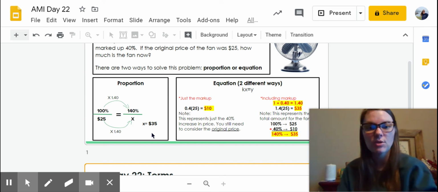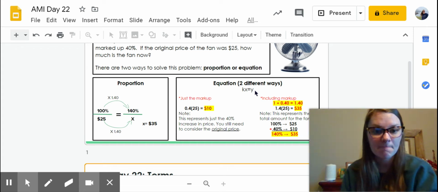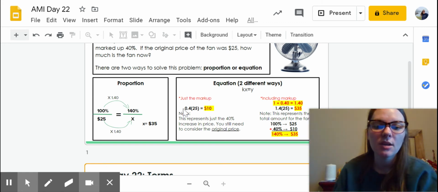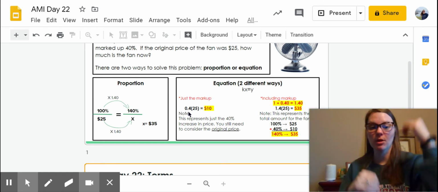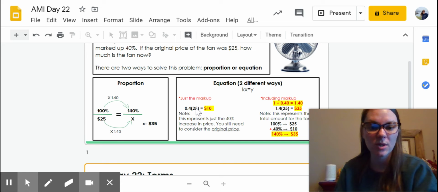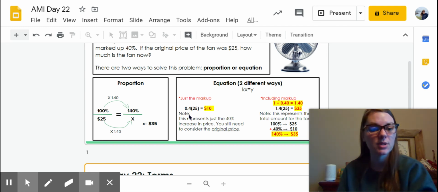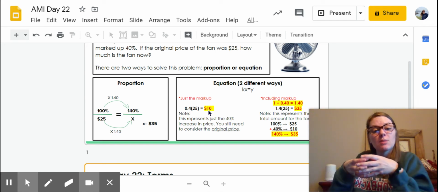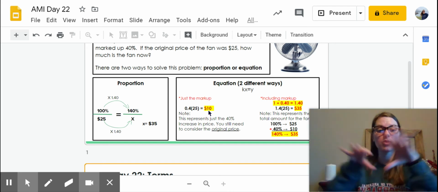Then there's another way you can do it. You can solve it using an equation. Well, we know y equals kx. That's just how we write all our equations in 7th grade, and always. So here you can do it with just the markup. The markup was 40%, so you can figure out how much they are marking up the ceiling fan. The original price was 25 times 0.4, which is 40% as a decimal. So 4/10 times 25 equals $10. That's just how much they're marking up the fan. You would have to add that $10 to the original price to get your total price.